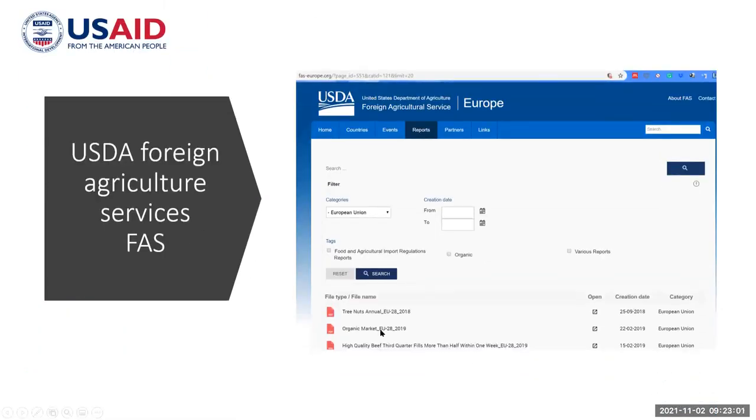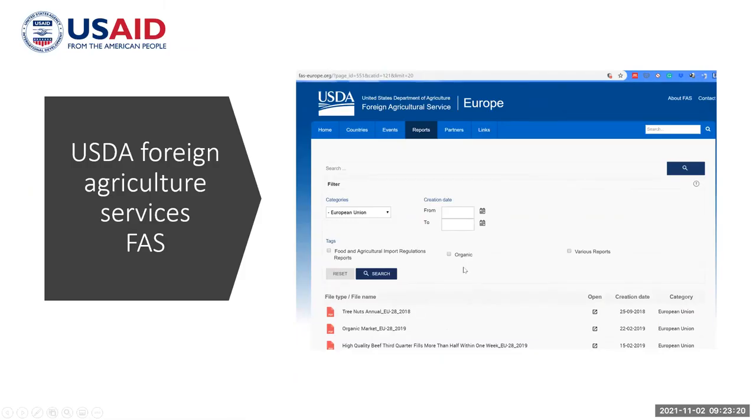For example, Organic Market EU. That's a report. This is an older screenshot. That's a report that was done in February of 2019. They probably have updated it since, but I can go on there and tell you what the market is based on the US perspective, but that perspective doesn't change.